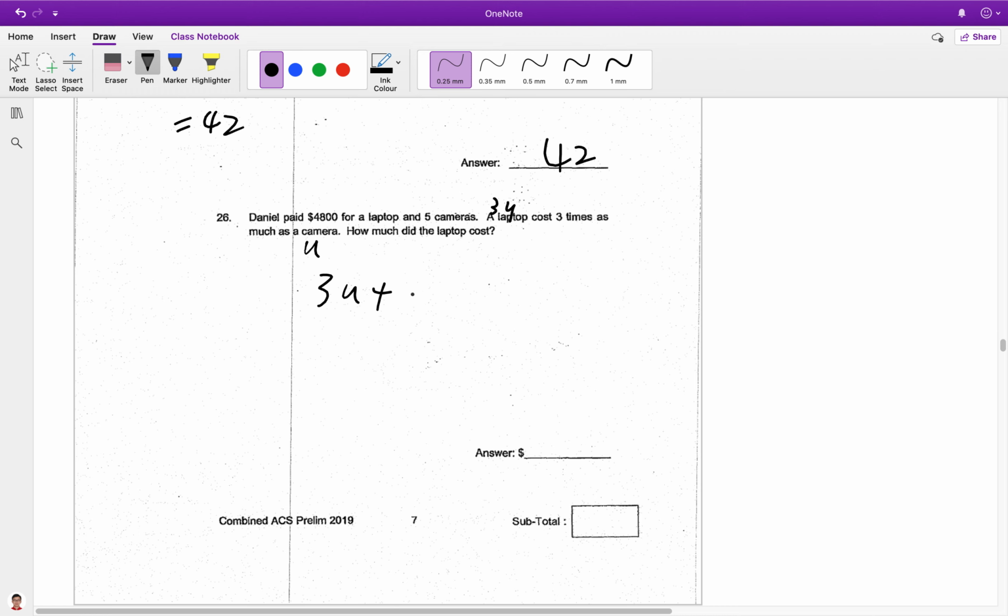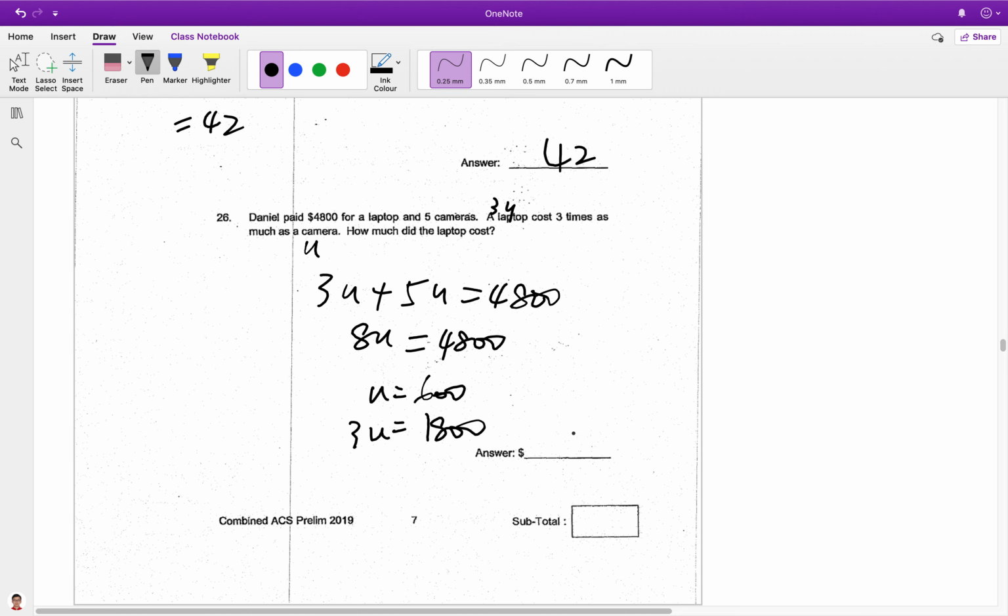Each camera is 1U, right? So 5U is equal to 4,800. So 8U equal to 4,800. U is equal to 600. So how much did the laptop cost? Well, the laptop we see here is 3U, right? It's 1,800. Right? So normally this kind of question is very straightforward, right?